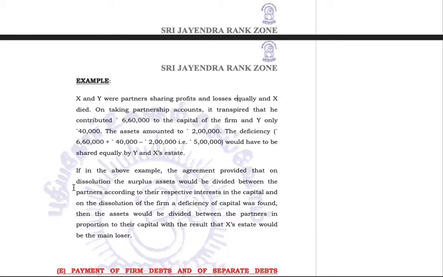If in the above example the agreement provided that on dissolution the surplus assets would be divided between the partners according to their respective interest in the capital, and on the dissolution of the firm a deficiency of capital was found, then the assets would be divided between the partners in proportion to their capital, with the result that X's estate would be the main loser. Okay, because X has lost the main amount here. X has contributed the capital much larger than Y.